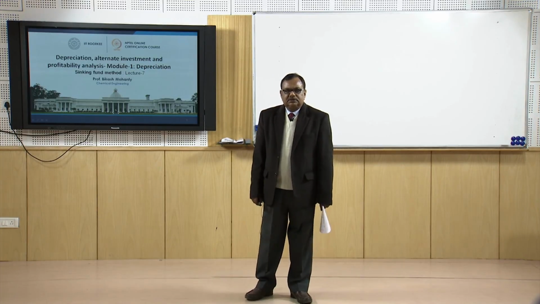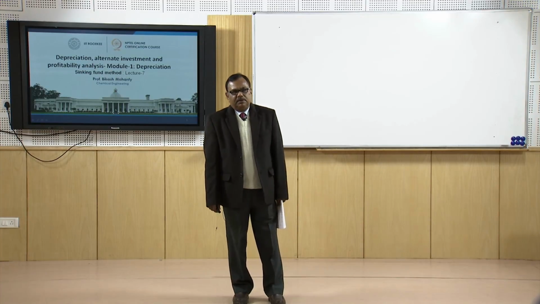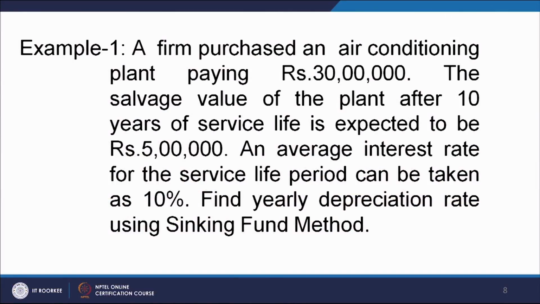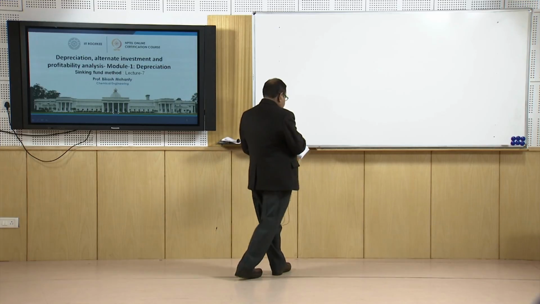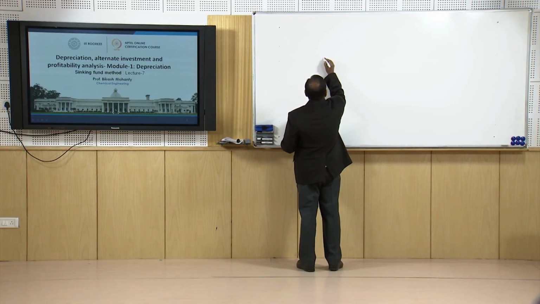Now, let us take some examples. Example 1: a firm purchases an air conditioning plant paying 30 lakhs of rupees. The salvage value of the plant after 10 years of service life is expected to be 5 lakh. An average interest rate for the service life period can be taken as 10%. Find yearly depreciation rate using sinking fund method. So, we start with the example 1.